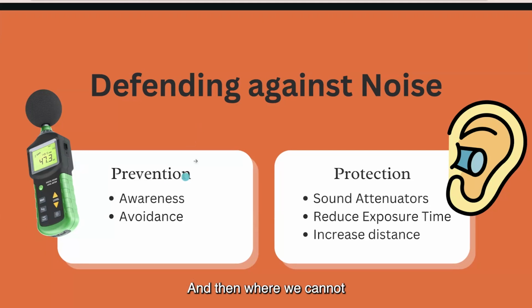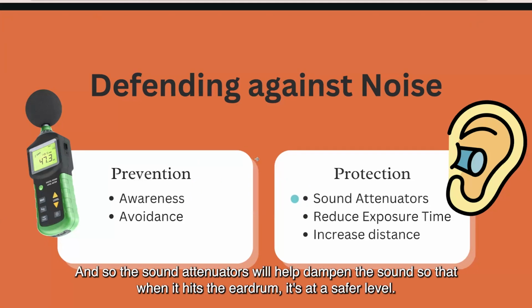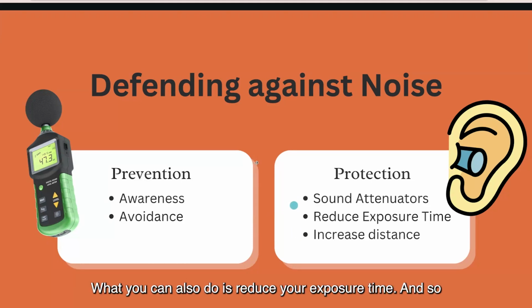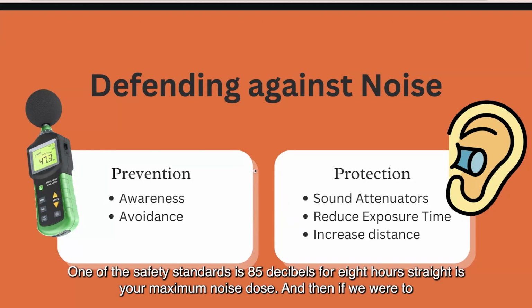And then where we cannot prevent, we will protect. So sound attenuators, that's a fancy word for earplugs or earmuffs. And so the sound attenuators will help dampen the sound so that when it hits the eardrum, it's at a safer level. What you can also do is reduce your exposure time. And so there are different standards of exposure. One of the safety standards is 85 decibels for 8 hours straight. Is your maximum noise dose.